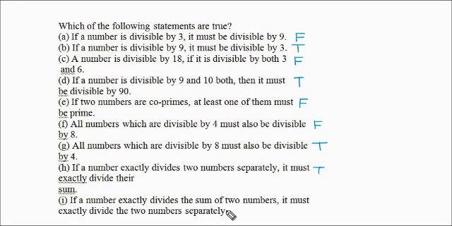If a number exactly divides the sum of two numbers, it must exactly divide the two numbers separately. We do not have any such rule. This is a corollary of the earlier one, but the corollary we have not proved. So if I take an example, 9, is 9 divisible by 3? Yes, but 9 can be the sum of 4 and 5. But 4 and 5 are not divisible by 3. So the corollary of this is not true and hence this is false.